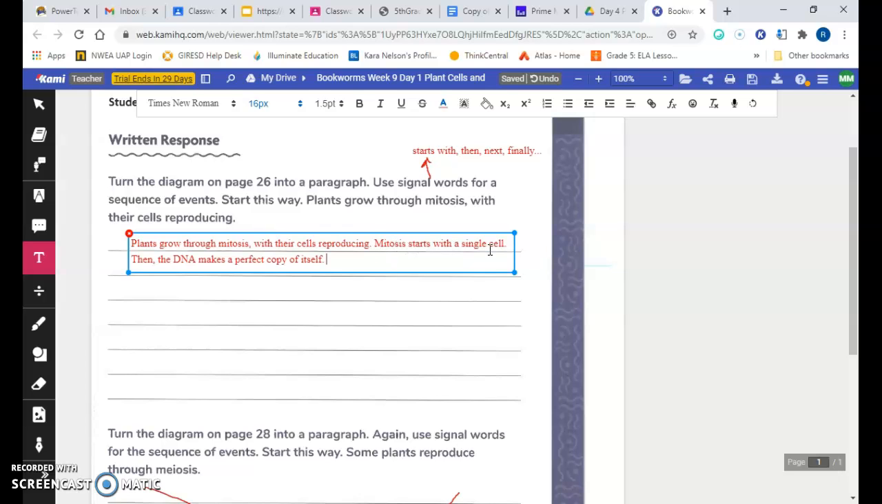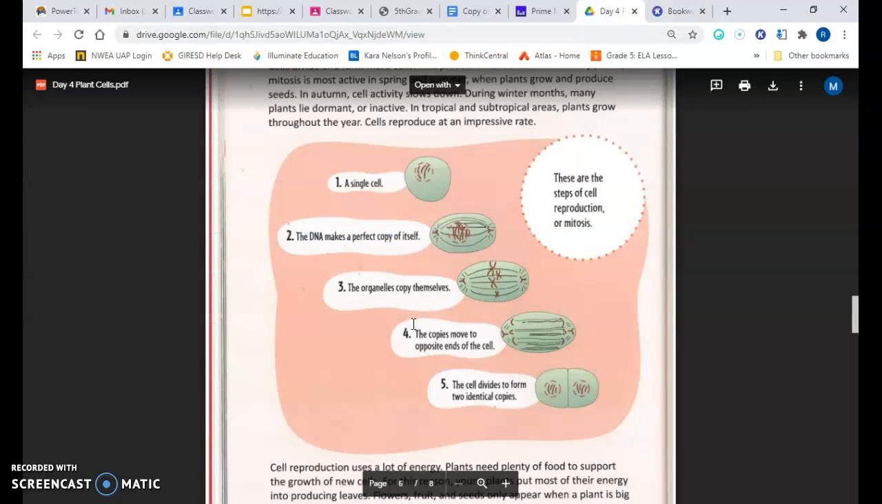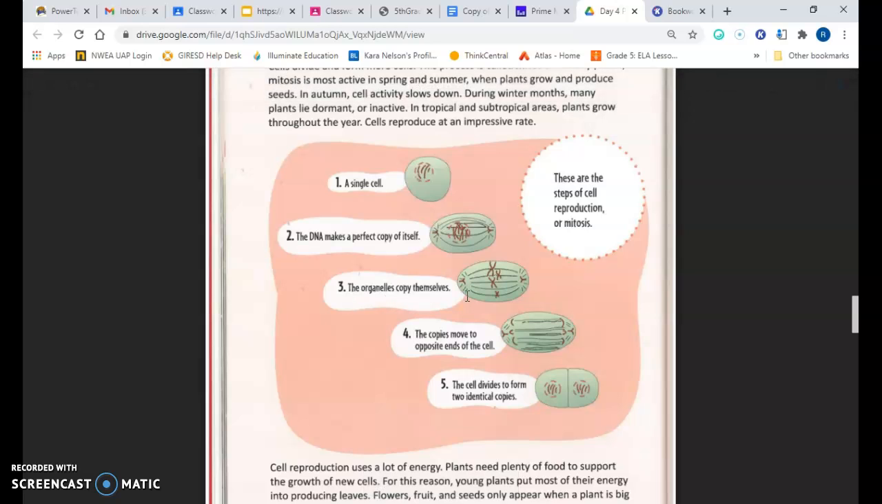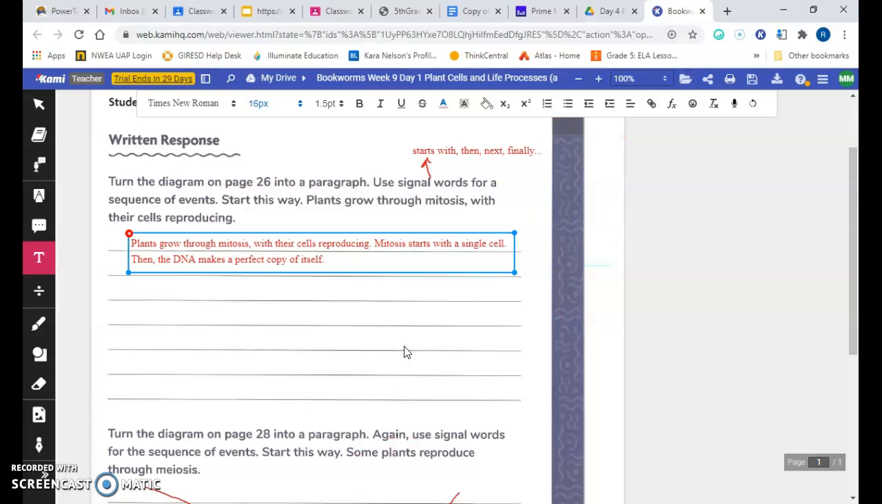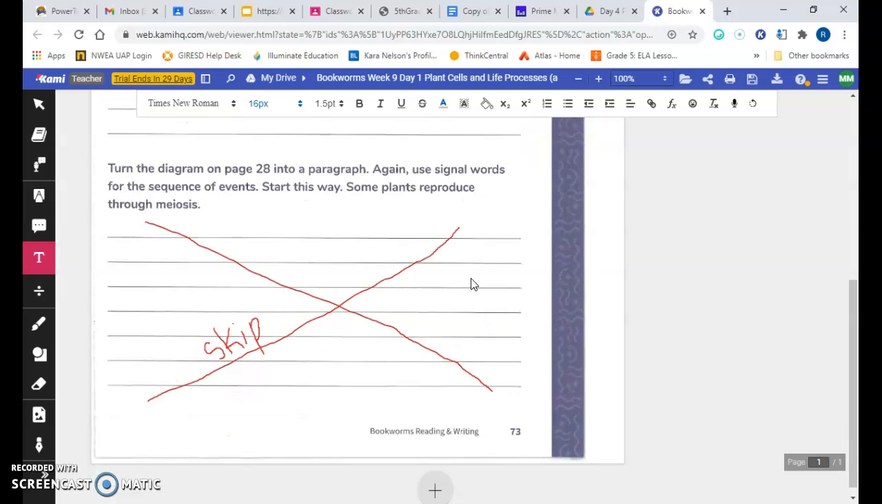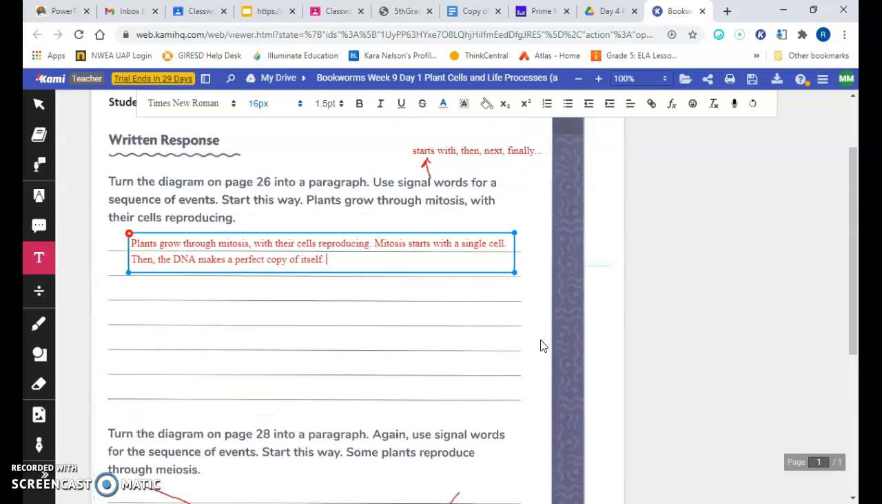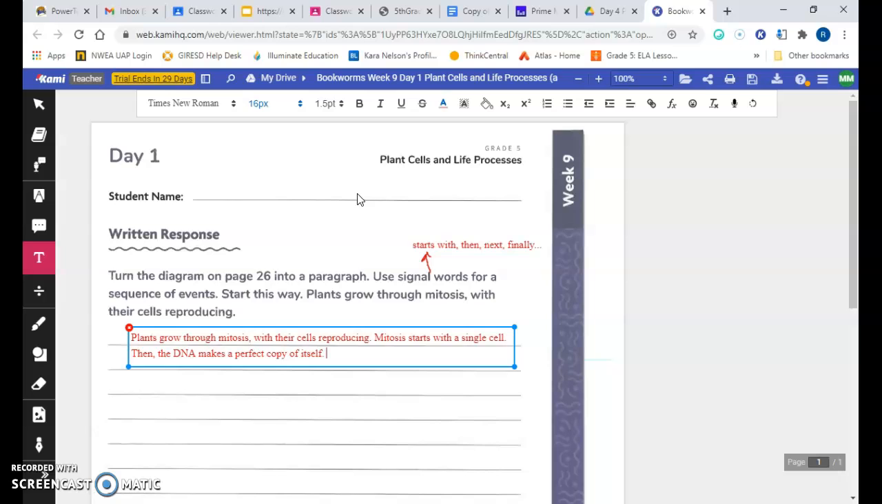Mitosis starts with a single cell. Here's my signal word. Then the DNA makes a perfect copy of itself. You might put next, the organelles copy themselves. You might say then, right? And then you'll probably say something like finally. So I'm going to leave it to you to finish up this part here. And again, this is your only page today, and you don't have to do the bottom. So it should be pretty simple to get through. When you're finished with this, make sure you turn it in. Thanks.